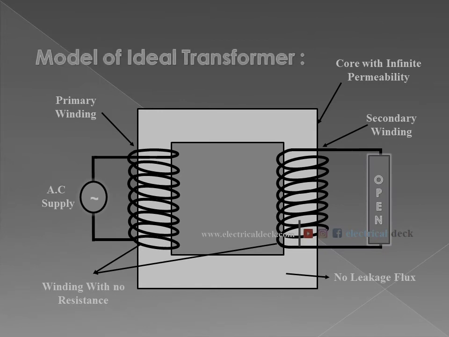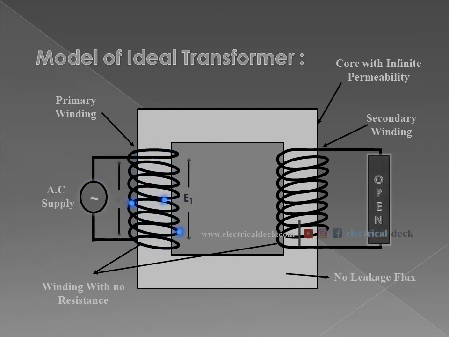Here, consider an ideal transformer with the supply connected to the primary winding, and the secondary winding left open without any connection. When the supply V1 is given to the primary winding, current I flows through the primary winding. As the primary winding is purely inductive, that current lags 90 degrees from the supply voltage. This current produces a counter self EMF, E1, induced in the primary winding. The direction of the induced EMF is opposite to the applied voltage, V1.